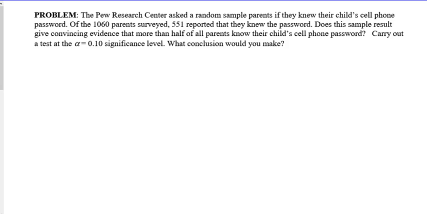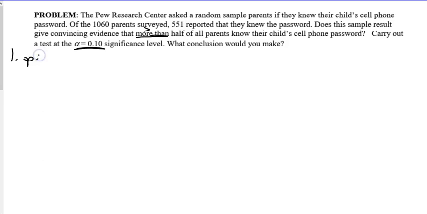So, Pew Research Center asked a random sample of parents if they knew their child's cell phone password. Of the 1,060 surveyed, 551 said they did know the password. Does this sample result give you convincing evidence that more than half, greater than, of all parents know their child's password? Carry out a test at the 10%, 0.10 significance level. So let's do one real quick. That's usually, it's telling us 10 instead of 0.05.